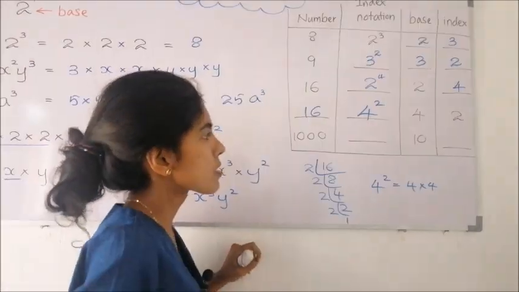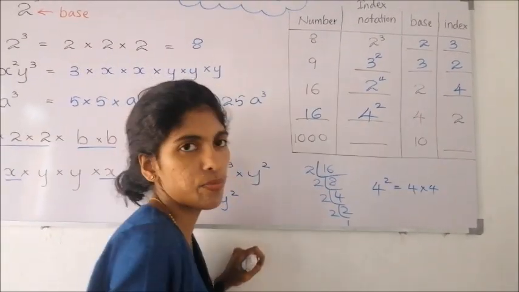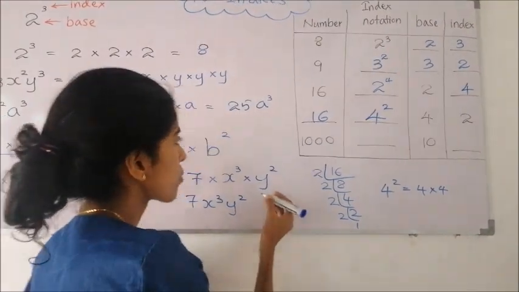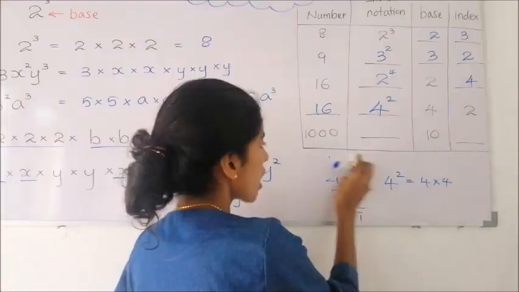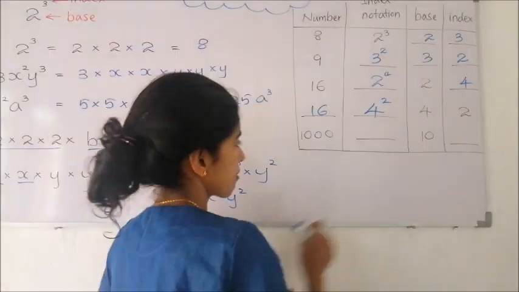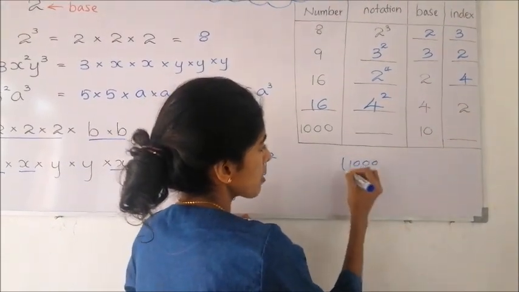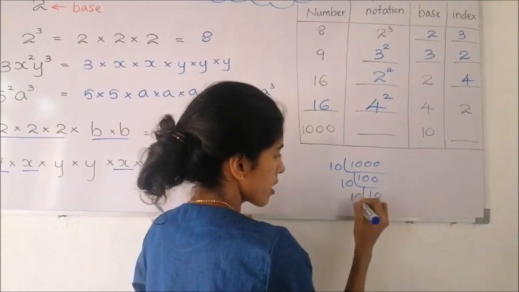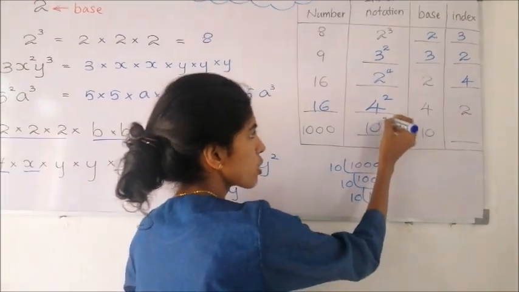And the next one is 1000. Base is 10. In your mind, even you can get the answer here, 10 to the power 3. But here I will show you the division. 1000 can be divided by itself. 1000 divided by 10, 100. Again divide by 10. Again divide by 10. So this can be written as 10 to the power 3.